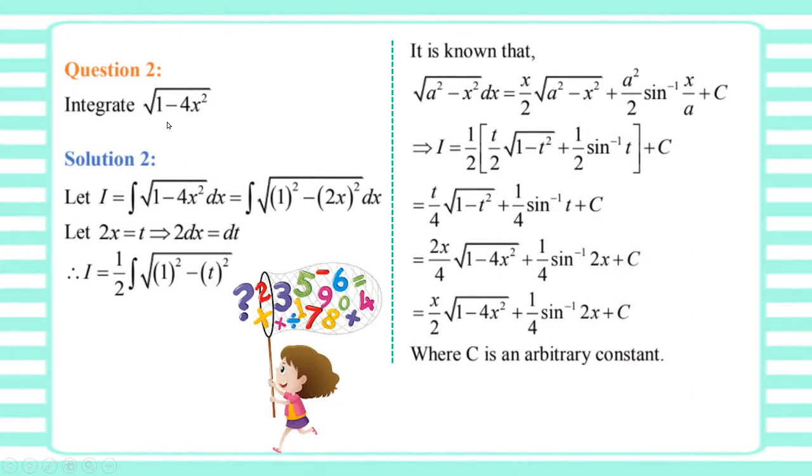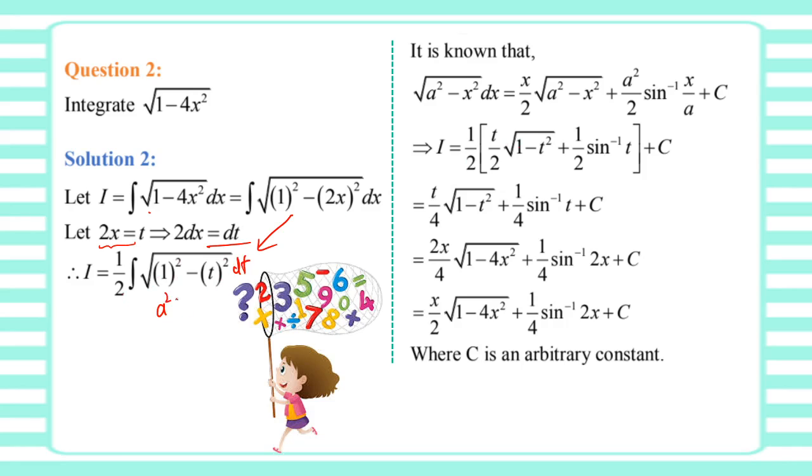Now under root 1 minus 4x square. So here what can we write? We can write down as 1 square minus 2x whole square. Now we can do the substitution. 2x equal to t. So 2 dx equal to dt. Now this thing will be converted to half outside, right? Because what is the value of dx? Dx is dt by 2, right? So it will be dt by 2 under root 1 square minus t square, right?